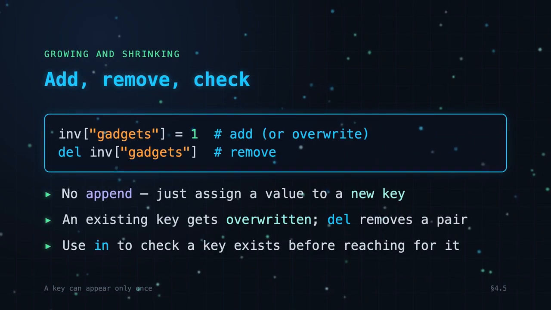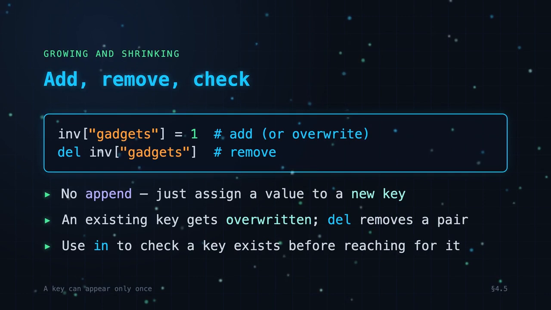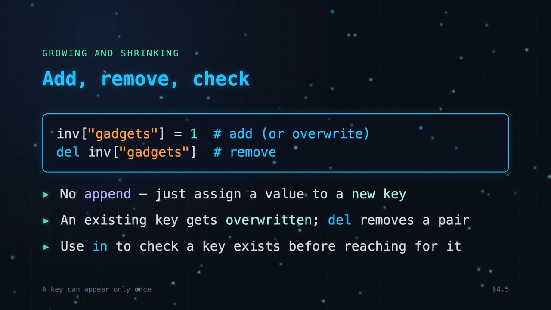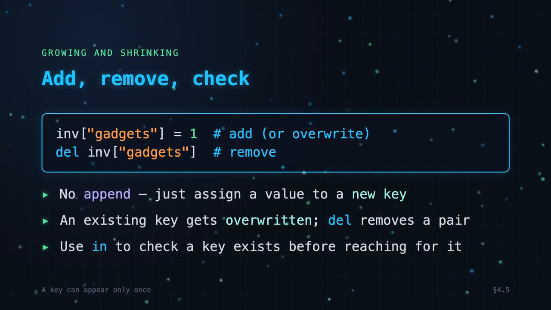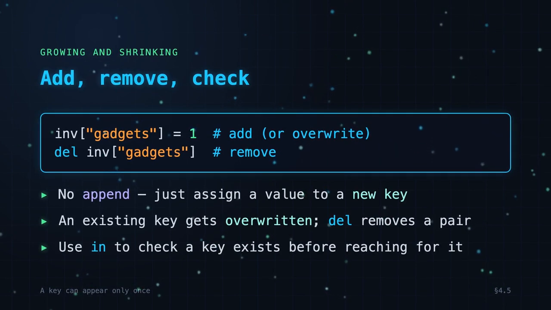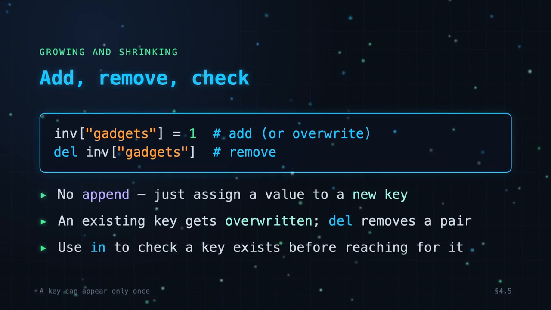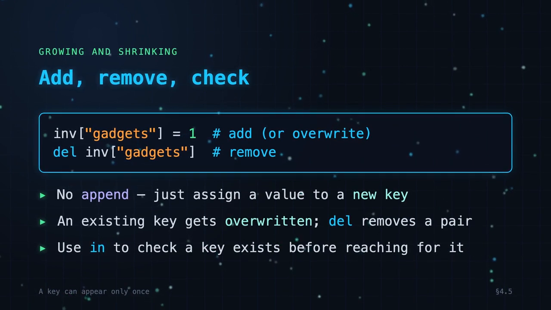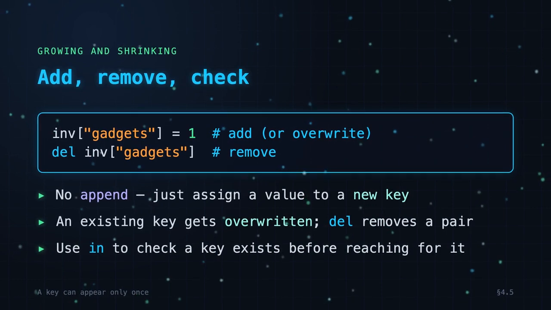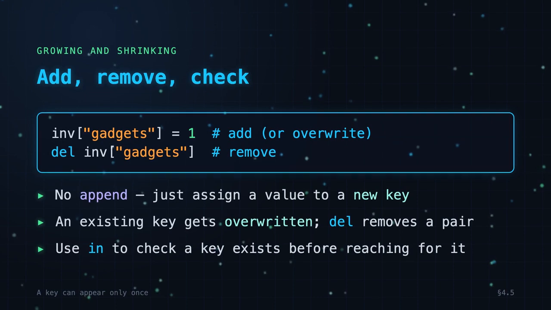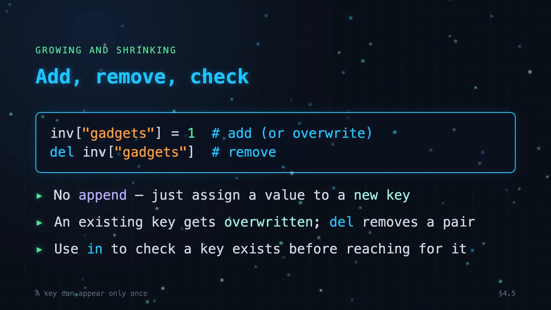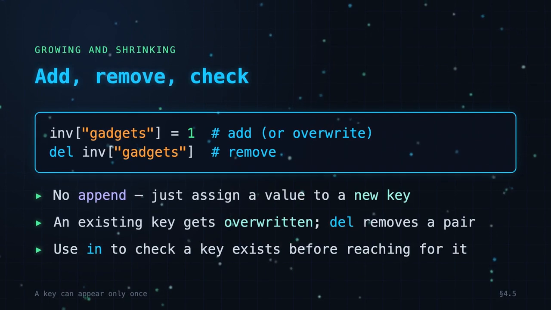Adding to a dictionary is delightfully simple. There's no append method. You just assign a value to a new key, exactly as you'd create a new variable. Say my_dictionary, gadgets in brackets, equals 1, and the key gadgets springs into being. Use a key that already exists, and you simply overwrite its value. To remove a pair, use the del keyword. And before you reach for a key, you can check whether it's there with the in keyword, which avoids an error if the key is missing.